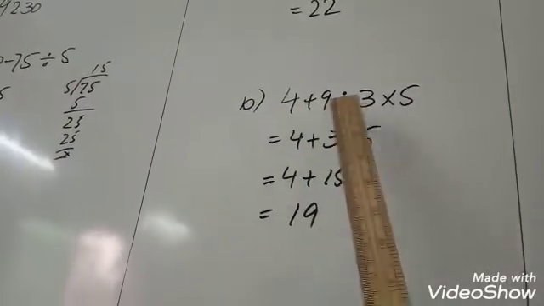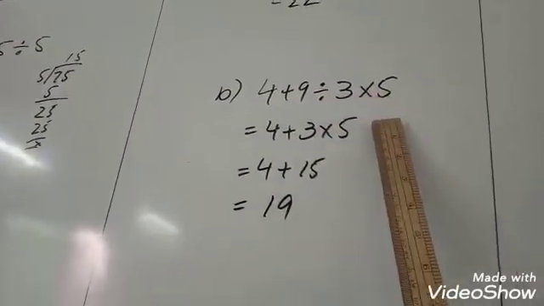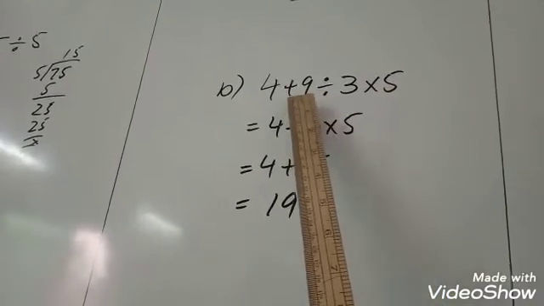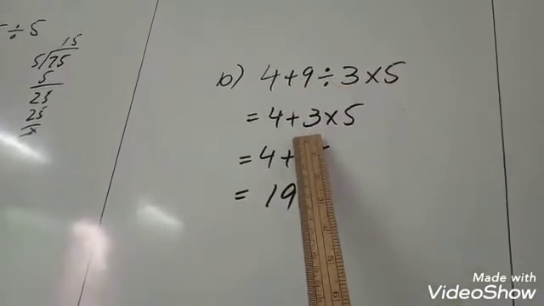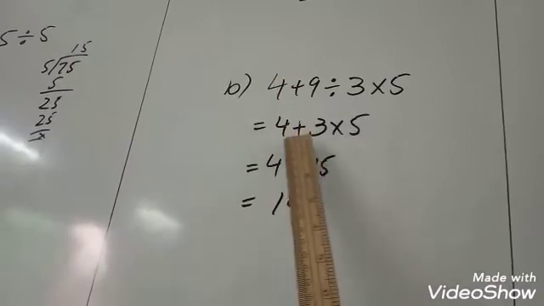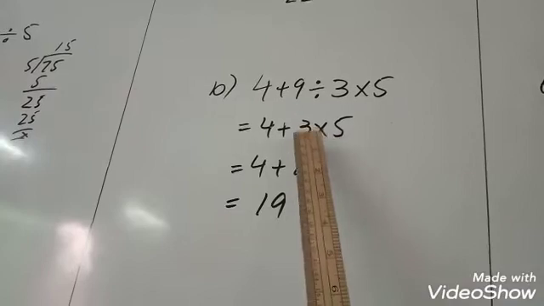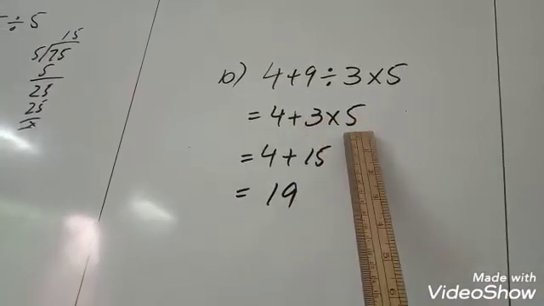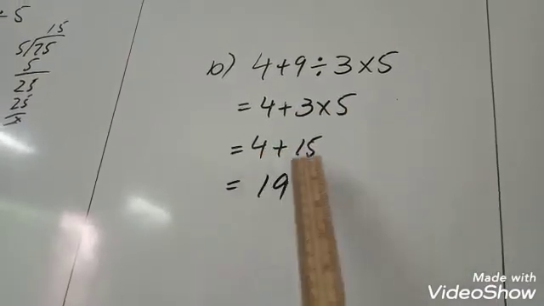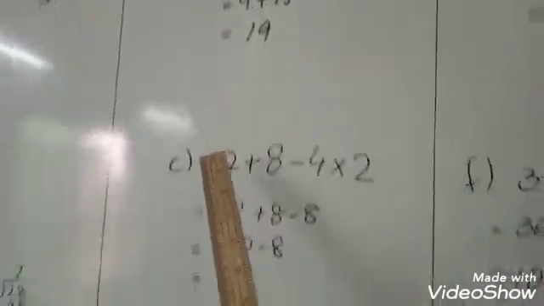Here are addition, division and multiplication. So we first solve division. 9 divided by 3 is equal to 3. 4 as it is plus 3 multiply 5. Now we solve multiplication. 3 multiply 5 is 15. 4 plus 15 is 19.